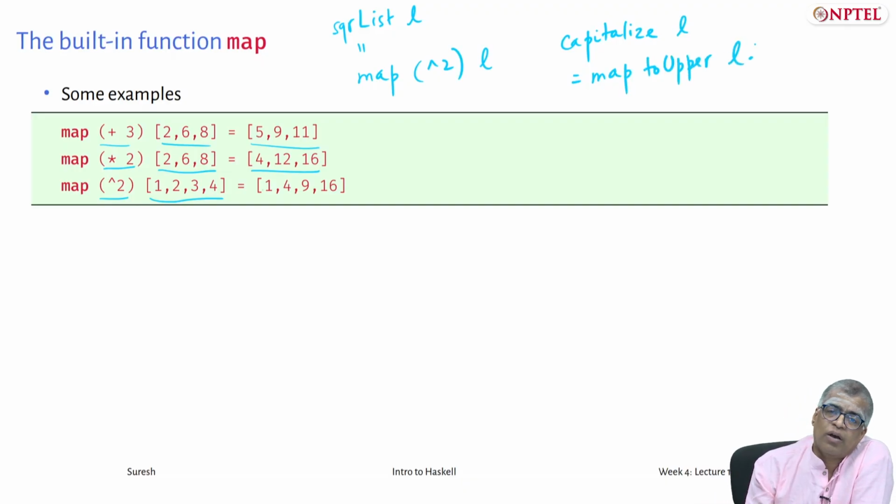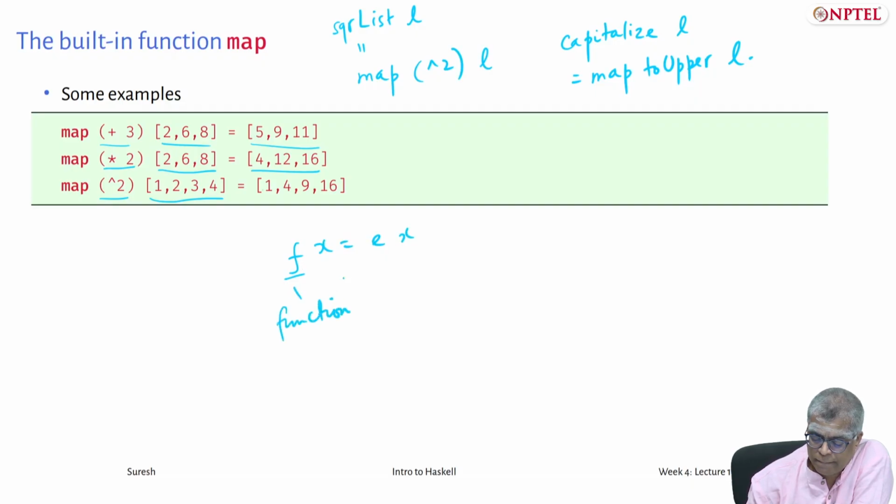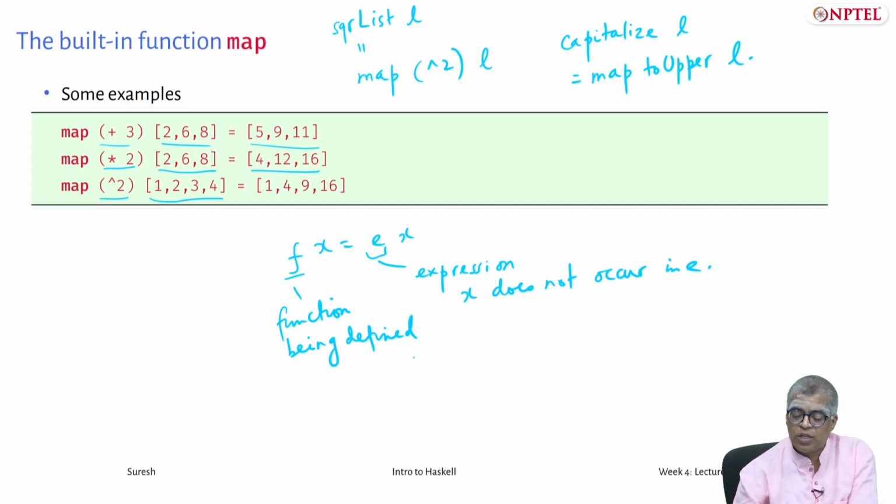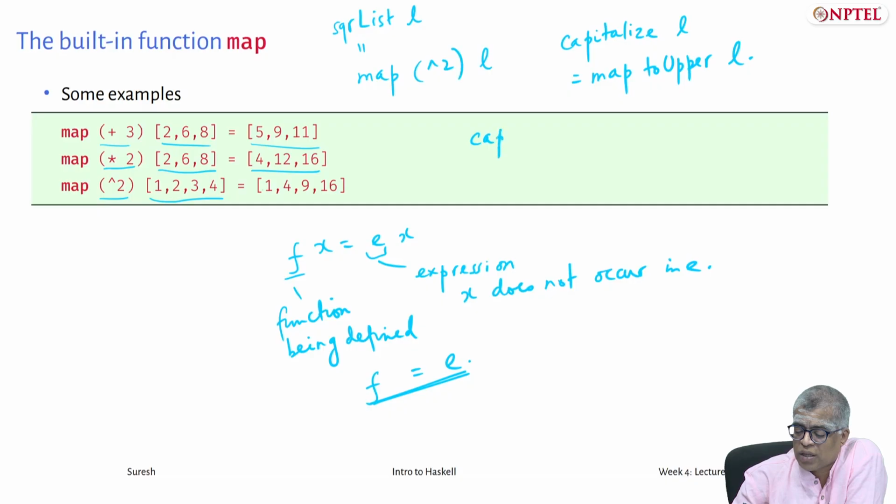And recall that whenever you have an expression of the form f x equals E x, where f is a function name, E is an expression, and x does not occur in E, then it is wasteful to say f of x equals E of x. It is much better to say f equals E. Okay. For instance, here capital I is nothing but map 2 upper.